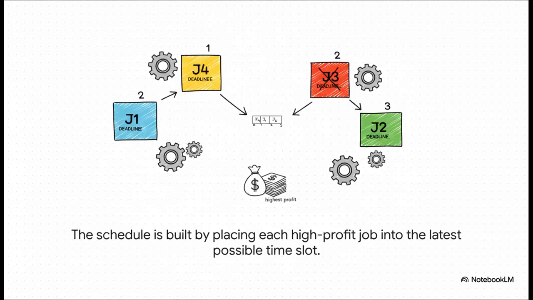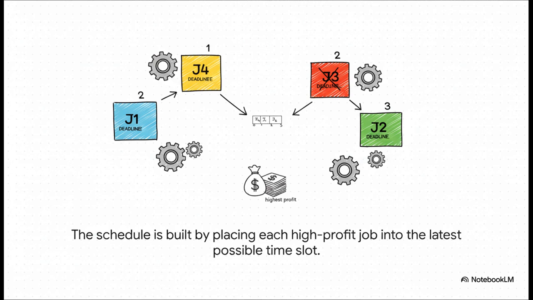All right, now let's build the schedule. And here's the little trick. We try to place each job in the latest possible time slot that still works for its deadline. This keeps the earlier slots free for other tasks. So we grab our number one job, J1. Deadline is 2, so we slot it into time slot 2. Perfect. Next up is J4, deadline 1, so it has to go in slot 1.